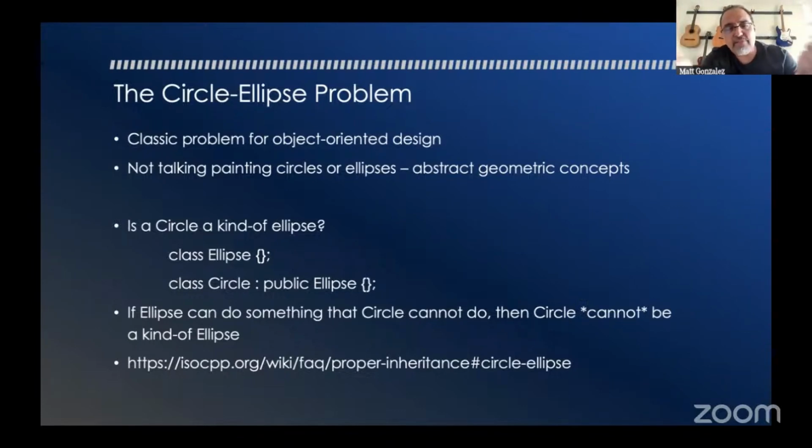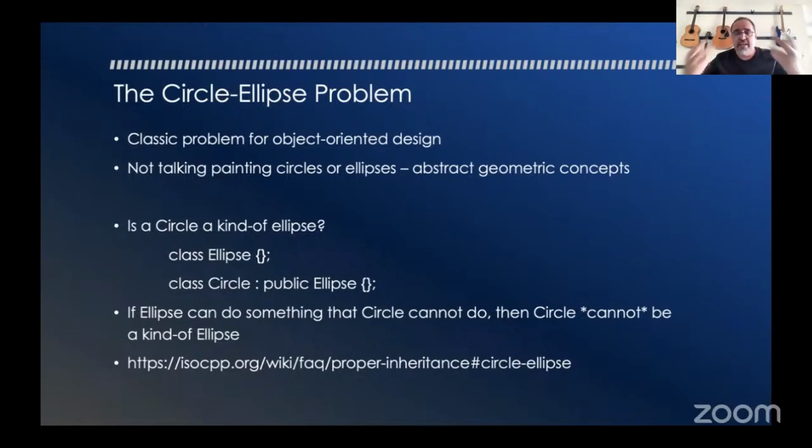And the question is, is a circle a kind of ellipse? Can you declare a class called an ellipse? An ellipse would have, say, a center position, and it would have an X radius and a Y radius, right? Because an ellipse can have a different width and a different height. Can you then say, well, a circle is a special kind of ellipse? Can I have a class called circle derived from ellipse?